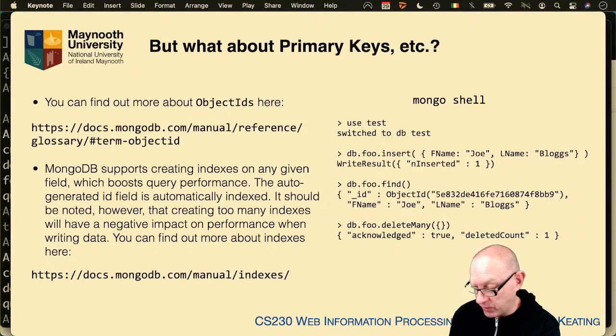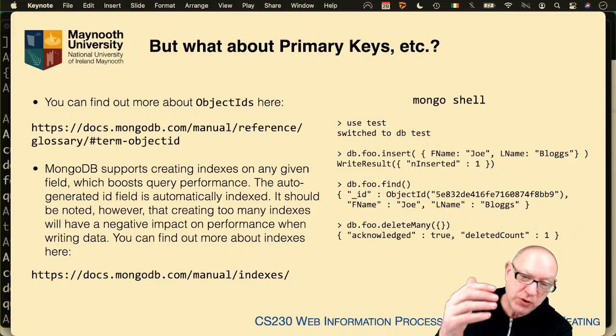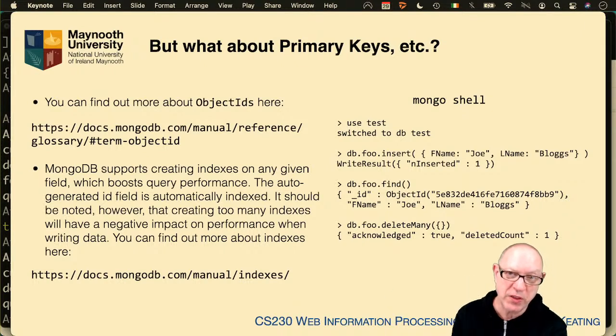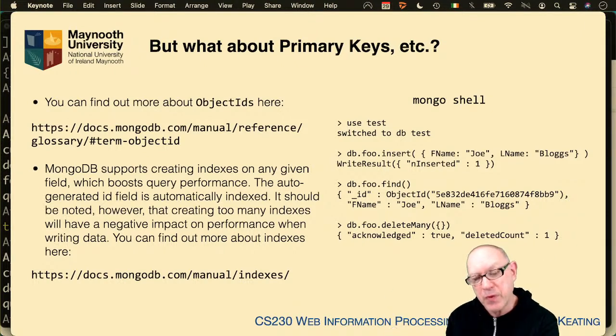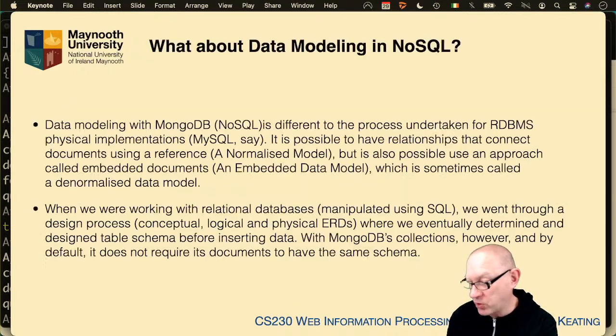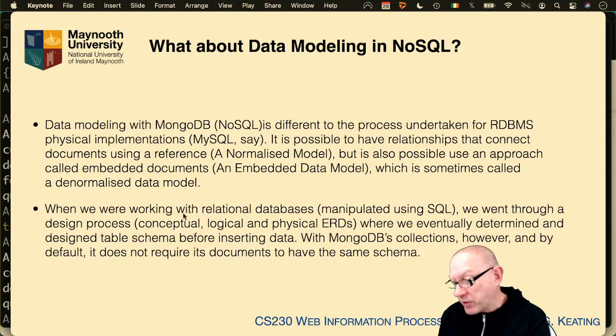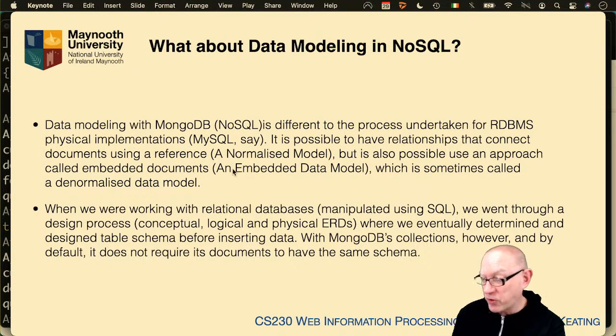I want to tell you about this because you might want to do this to make comparisons with your relational database. You would have done that before. You would have created an index on a field in a table. And this, of course, all has to do with primary keys and all that. So you can actually model data with NoSQL. We know they're collections, but it's a slightly different process from that undertaken for a relational database model.